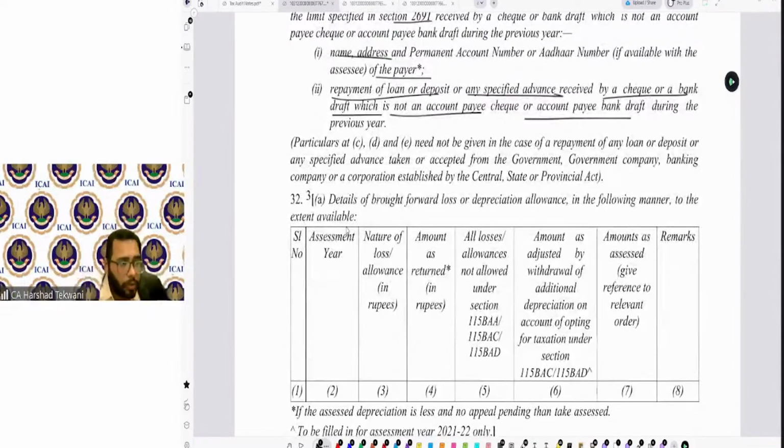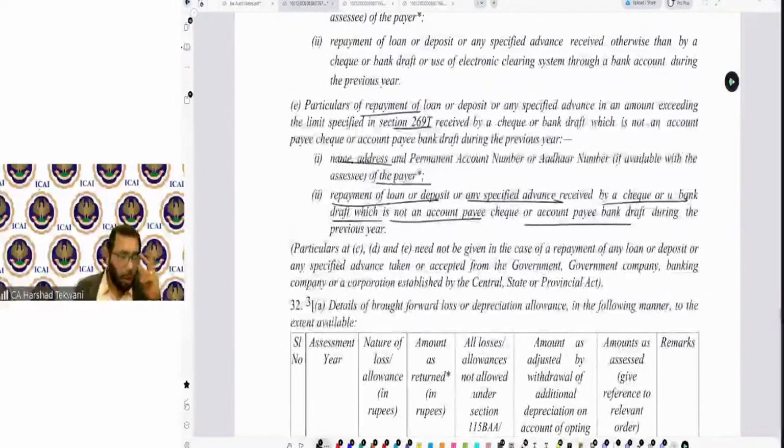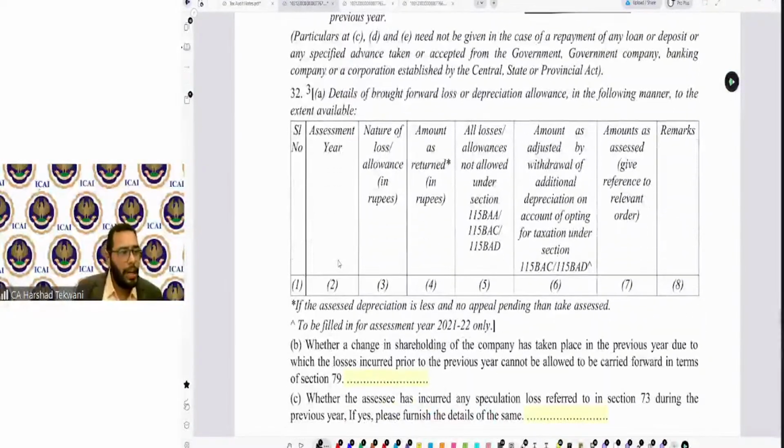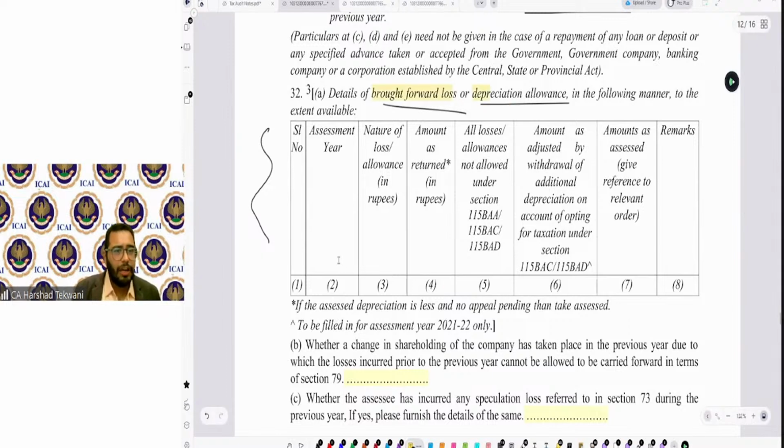Then section 32, that was clause 31. Clause 32 basically talks about detail of brought forward losses or depreciation allowances, okay, in this particular manner. So it is basically on brought forward losses, depreciation allowance. Okay. So all losses allowance not allowed under section 115BAC, 115BAD. Amount as adjusted by the withdrawal of additional depreciation. Amount as assessed, amount then assessed in the remarks.